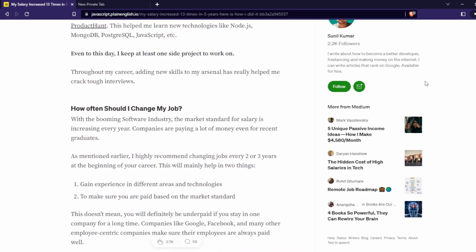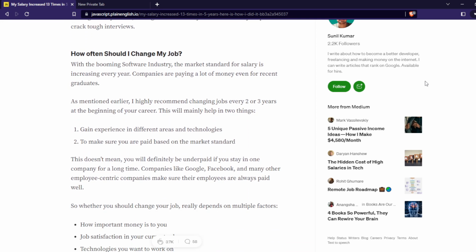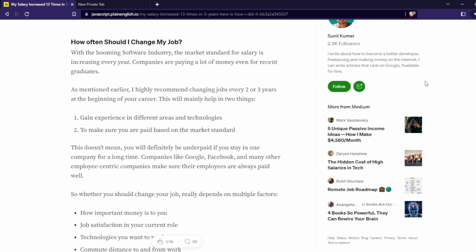How often should I change my job? The market standard for salary is increasing every year. Companies are paying a lot of money even for standard graduates. Changing jobs every 2 years, when you have gained experience in different areas, makes sure that you are paid based on the market standard. This doesn't mean you will definitely be underpaid if you stay long. Companies like Google and many others always pay their employees well.